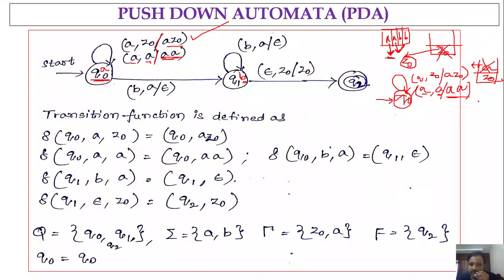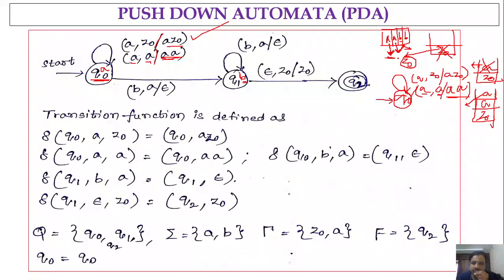Now let me come back to this point. What is the stack content now? Z naught followed by A followed by A. So this is the stack content, right? Now what is the next possibility? If we get a B, if the next input symbol is B, so what would be your stack content? It is A, right? So definitely the next possibility is that the moment you get B, the top of the stack must always be small a only, right?